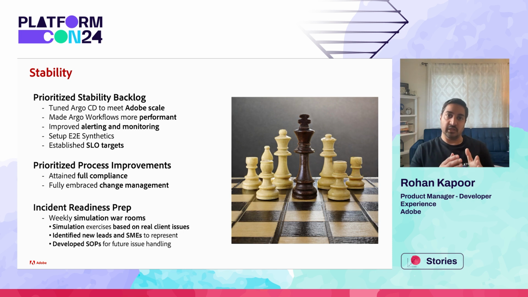Talking about a first NFR, non-functional requirement, we prioritized stability by starting with tuning Argo CD and workflows to meet Adobe scale. We set SLO targets, we measured system metrics. We also made process improvements by embracing change management and being fully compliant. We conducted game day prep, with simulation war rooms based on real client issues. And as a result, we identified new leads and subject matter experts who would then go forward and represent in times of crisis.